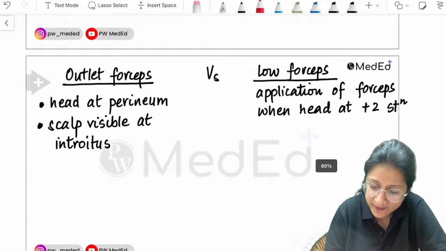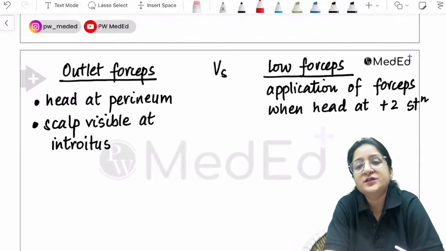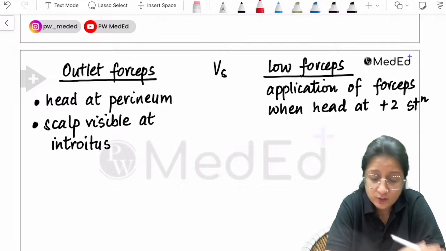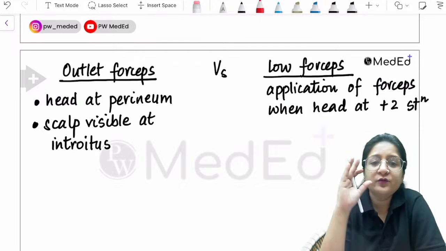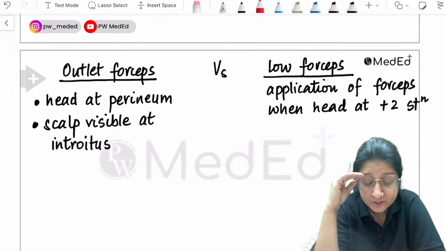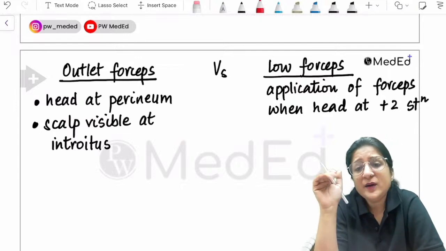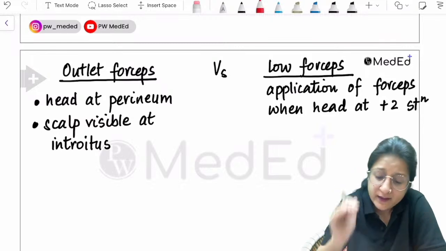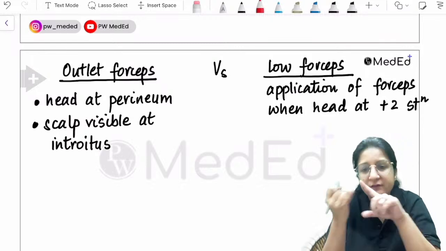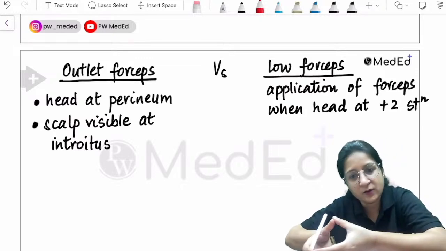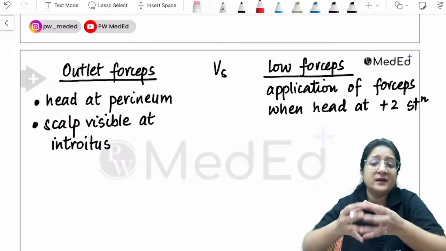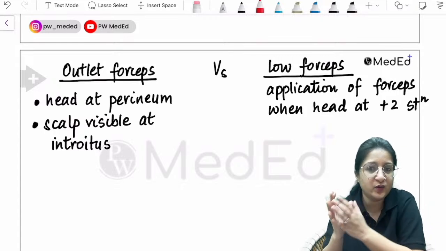Now, also please remember, another MCQ they asked in your recent exam was about outlet forceps versus low forceps. Let me just give you the point here. It is basically about forceps application. What did I tell you? That any instrument, be it vacuum or forceps, can only be applied if the head is way down into the pelvis, meaning +2 station and beyond.